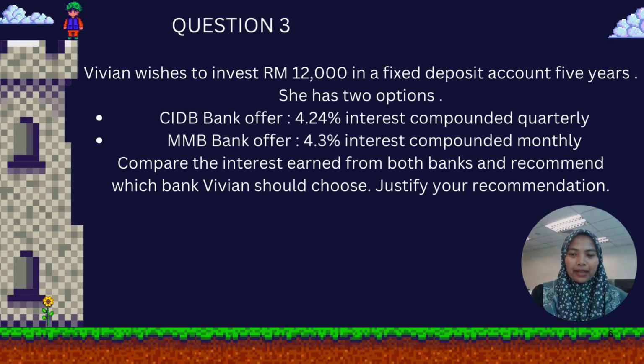7,740 ringgit 94 cents. Question 3, Part A. Vivian wishes to invest 12,000 in a fixed deposit account for 5 years. She has two options. CIDB Bank offers 4.24% interest compounded quarterly. MMB Bank offers 2.3% interest compounded monthly. Compare the interest earned from both banks and recommend which bank Vivian should choose. Justify your recommendation.